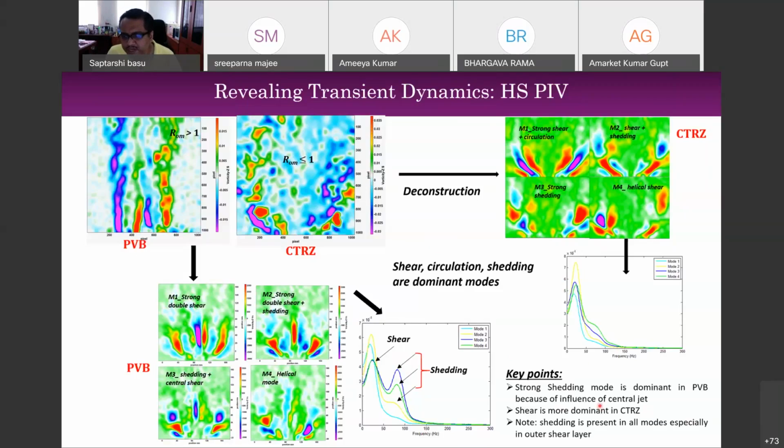As the key points over here, you can see a strong shedding mode in the pre-vortex breakdown bubble, but the shear is more dominant in the case of a CTRZ. So the shear mode is very dominant. And these modes have been arranged in terms of the energy that they carry. Therefore, M1 carries the maximum energy, followed by M2, and then M3 and M4. Four modes normally carry more than 95% of the total energy that is present in a particular flow field.